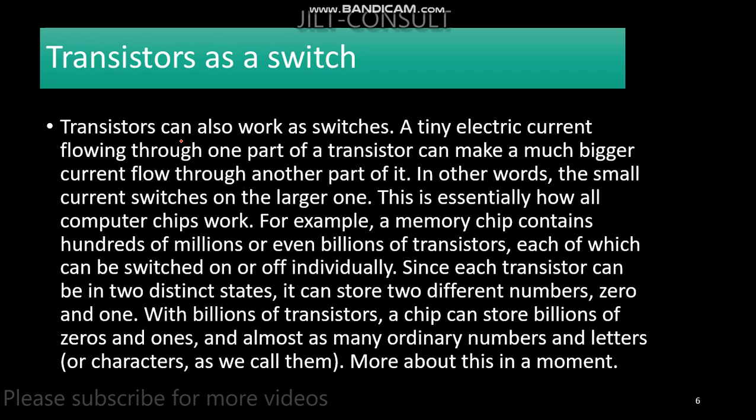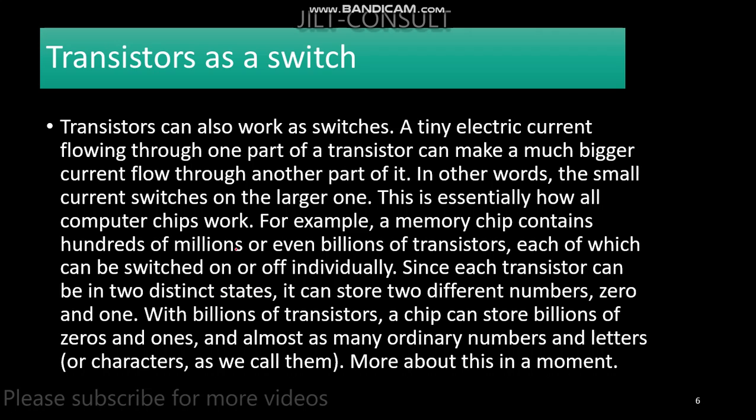Transistors can also work as switches. A tiny electricity current flowing through one part of the transistor can make a much bigger current flow through another part of it. In other words, the small current switches on the large one, which is essentially how all computer chips work. For example, a memory chip contains hundreds of millions or even millions of transistors. Each of these can be switched on or off individually.